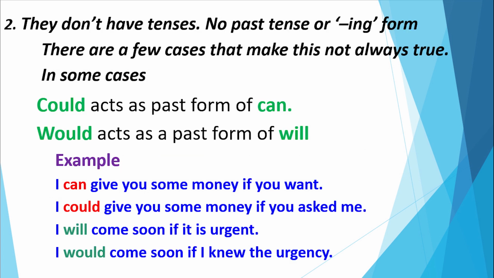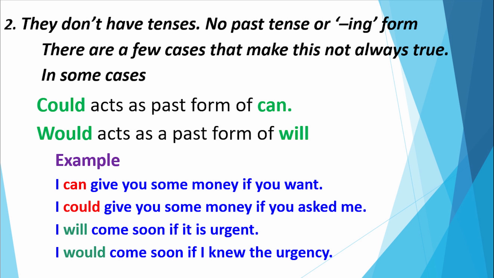The second rule is that they don't have tenses. No past tense, no ing form. There are a few cases that make this not always true. In some cases, could acts as the past form of can, and would acts as the past form of will, but this is not always. Apart from this, they don't have tenses.